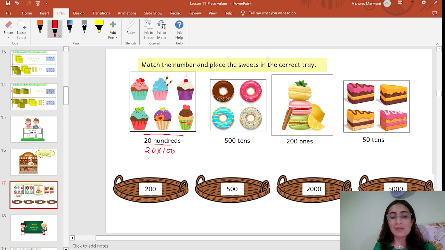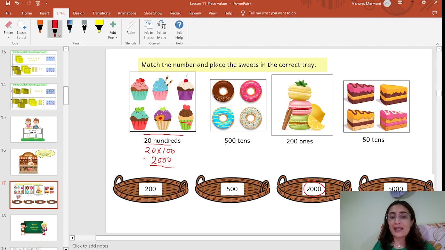If 20 is multiplied with 100, you get 2 and 3 zeros. So my number becomes 2000. So 20 hundreds of cupcakes means 2000 cupcakes. This is a very interesting observation because it tells you that there are various ways to write a number. 20 hundreds and 2000 is exactly the same number, but as you can see here, it has been written in two different ways.